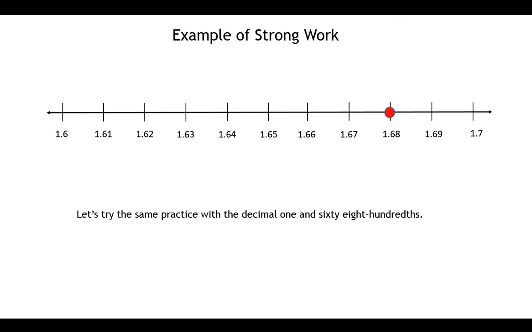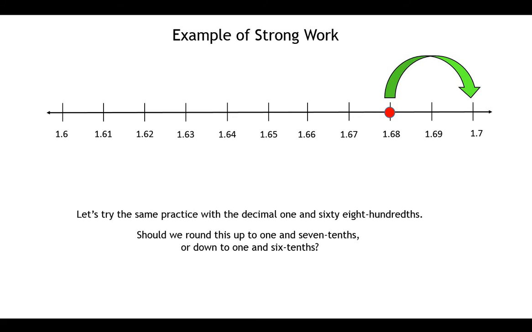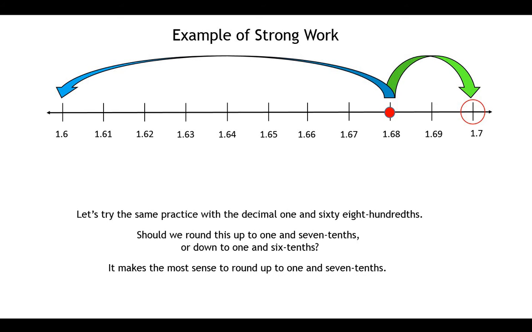Let's try the same practice with the decimal 1 and 68 hundredths. Should we round this up to 1 and 7/10 or down to 1 and 6/10? It makes the most sense to round up to 1 and 7/10.